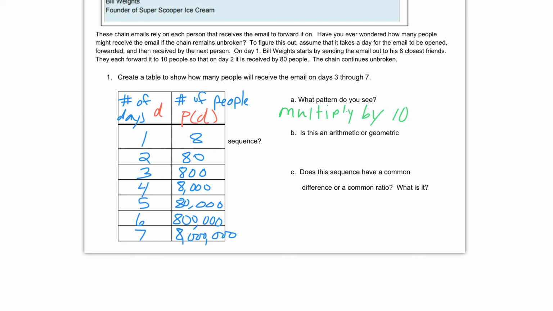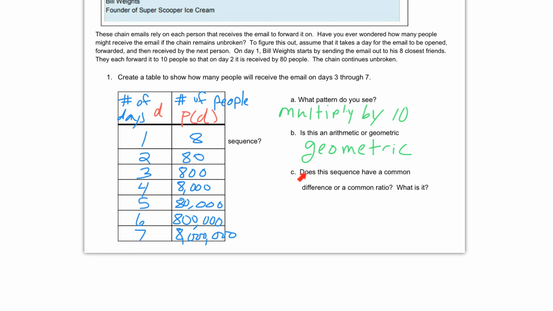And so then letter B asks us if this is arithmetic or geometric. And since we are multiplying by something each time, that's going to give us a geometric sequence. So this is geometric. Remember, if we add each time, that's arithmetic.